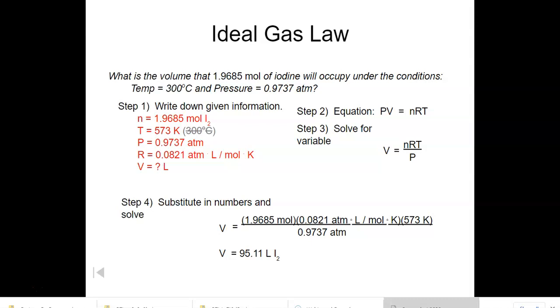So that is the volume that this amount of moles will take up with a pressure of 0.9737 atmosphere and a temperature of 300 degrees Celsius. That's that. It's the last step. It's just like we've been doing. You are going to have your information, and then you're going to plug it in and chug along with your calculation.